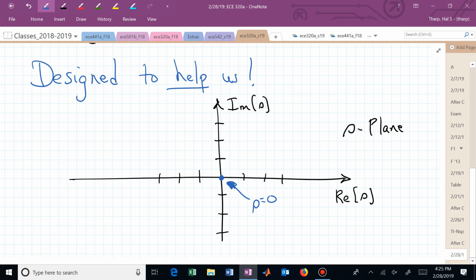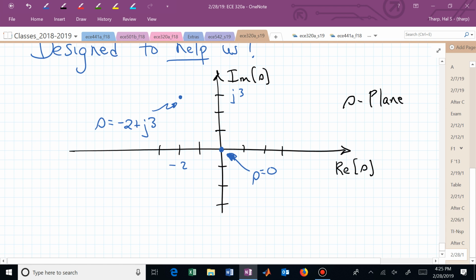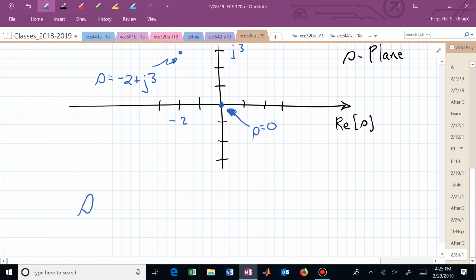What about if we were at minus 2 plus J3? That was our S value. Then we would be at that location in the complex S plane. This is now when S is equal to minus 2 plus J3. In general, S is equal to minus sigma plus J omega. And it's a complex frequency, and its units are radians per second.